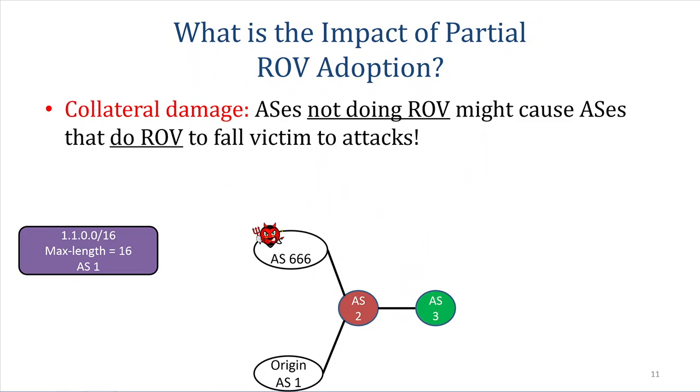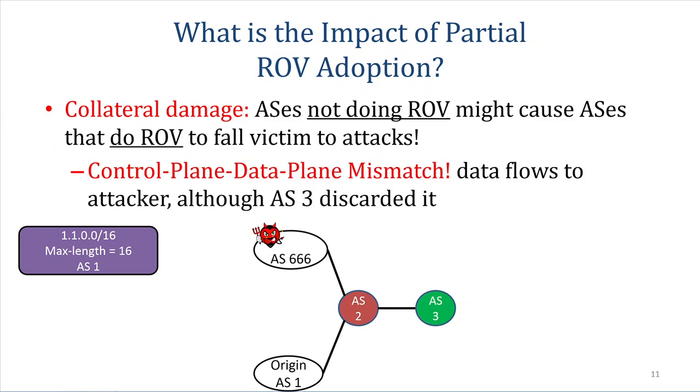Now, you might say, well, disconnection is much better than sending my traffic somewhere where it doesn't belong. And it does seem that if you do ROV, you actually will know to tell the difference. But that doesn't actually promise you that you won't get fooled or that your traffic will reach the actual destination. And in fact, ROV under partial adoption can cause a mismatch between the control plane and the data plane.